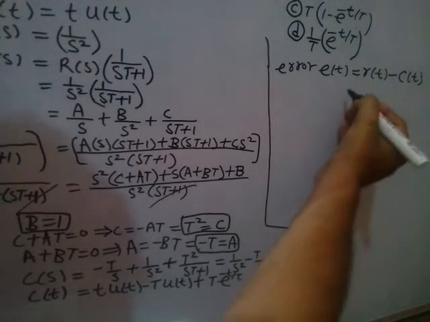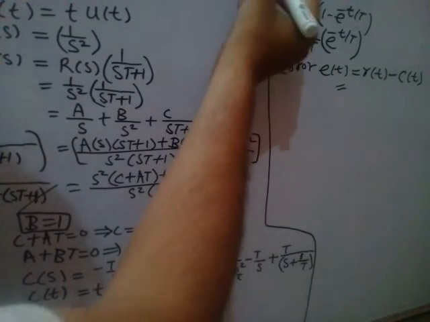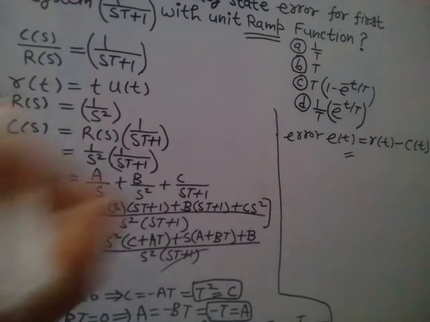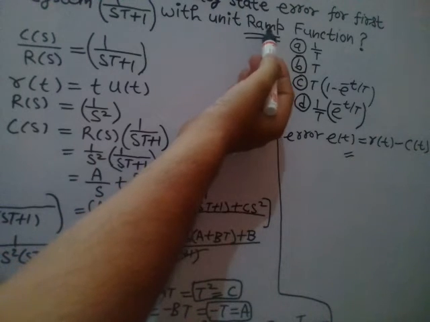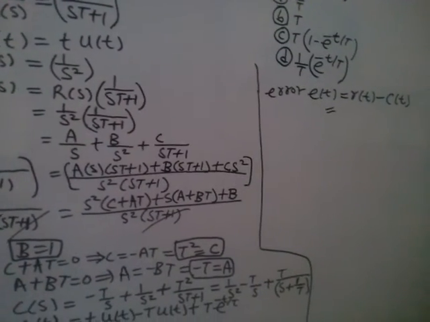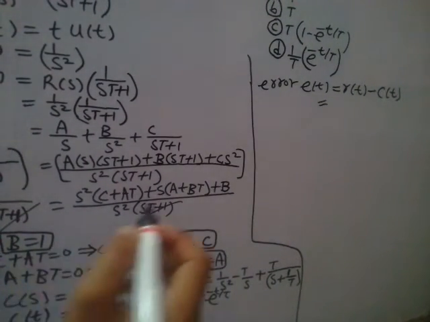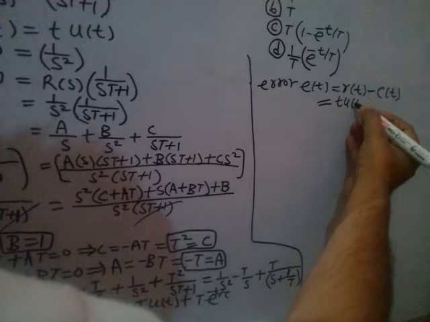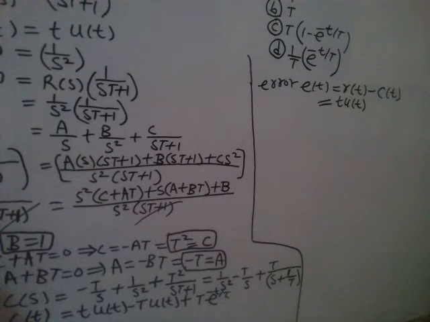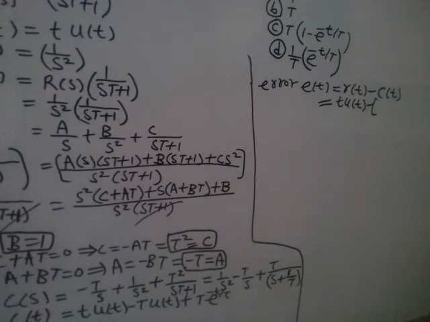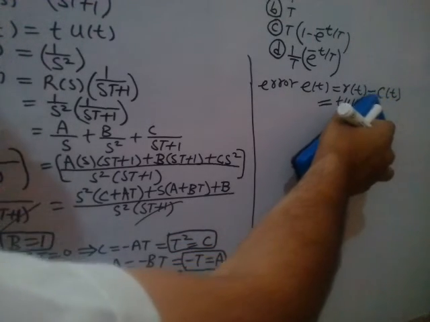r(t), you know, it is given as unit ramp input. Ramp input is given. It is given as unit ramp input. r(t), reference input is given as unit ramp. So now r(t) is t u(t), that is t u(t) minus c(t). c(t) will be this whole term. Let me rewrite this term.